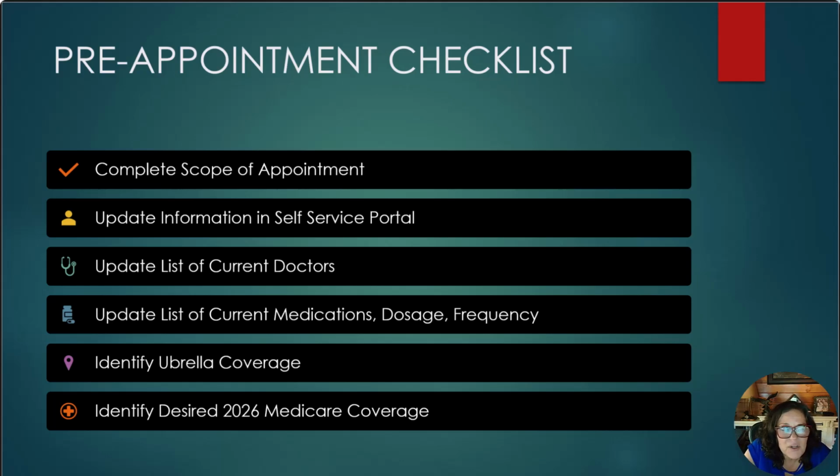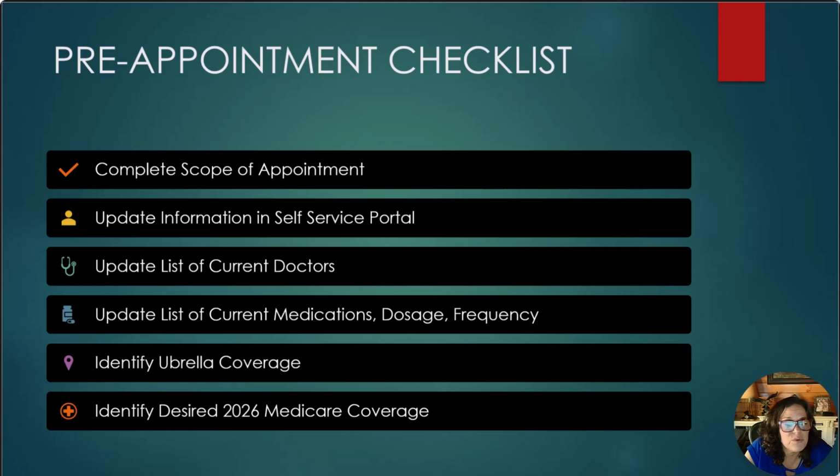The second thing we want to do is make sure that you update your information in our self-service portal. This is sort of like your portal with your doctor, your hospital. Maybe you've used this kind of technology before. It's very simple. We need an updated list of your current doctors, your medications, and please make sure you include the dosage and the frequency of the medication. So for instance, my medication is atorvastatin. I take 40 milligrams once a day. So you want to make sure that you have that list available and you update it in the portal.